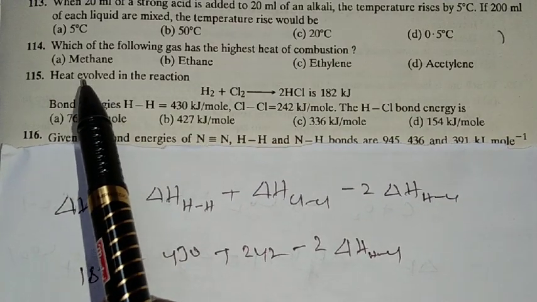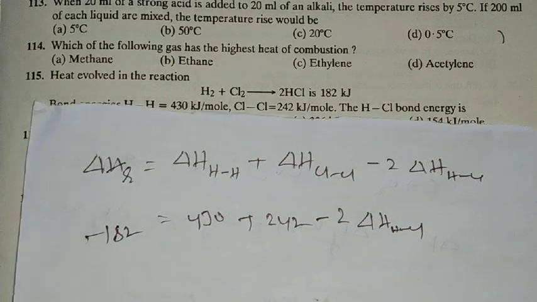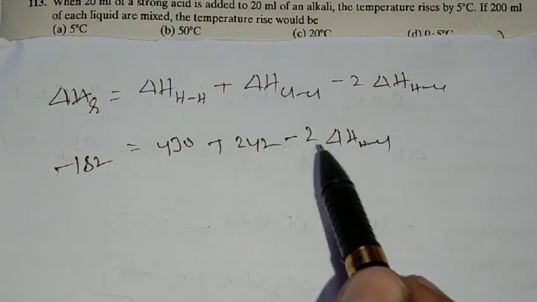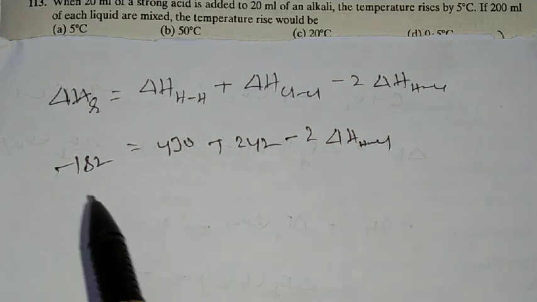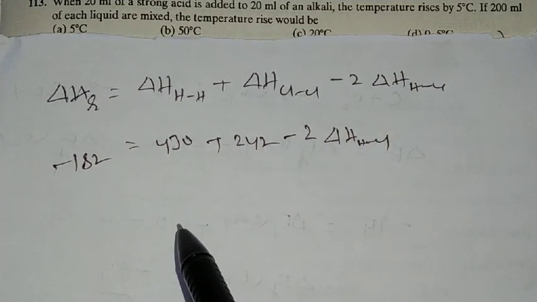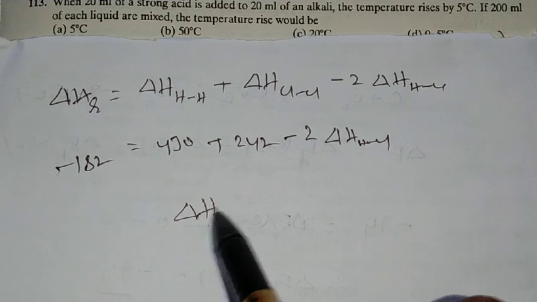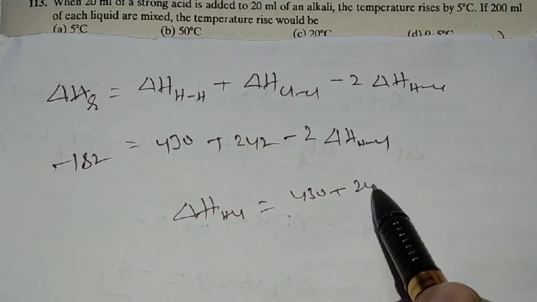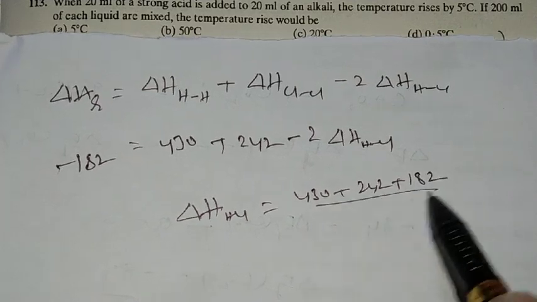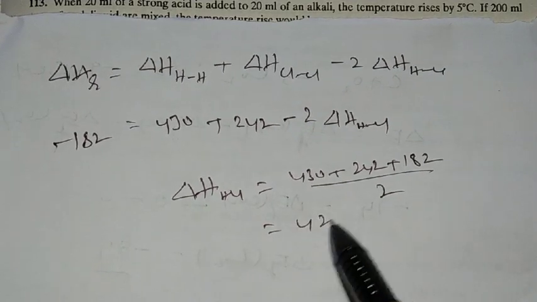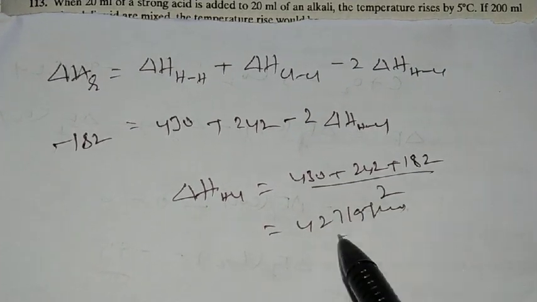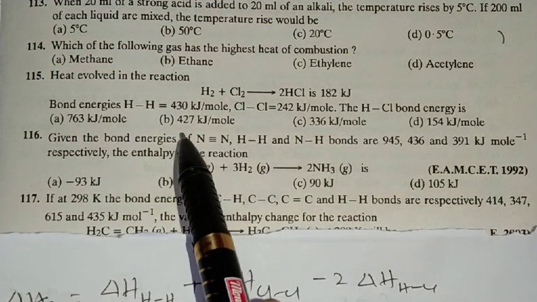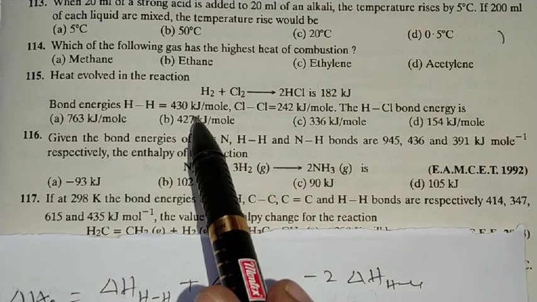When the important condition is heat evolved, that means it is minus 182. Is it clear? Now from here we can take 2 into delta HCl on the left side, and 182 on the right side. Then if you simplify, delta HCl equals (430 + 242 + 182) by 2. So if you simplify, you'll get 427 kilojoule per mole. Is it okay? 427 kilojoule per mole. This is the answer. Is it clear?